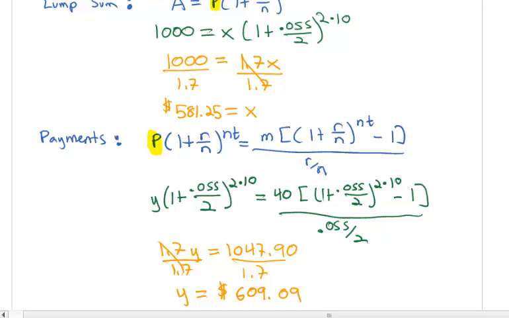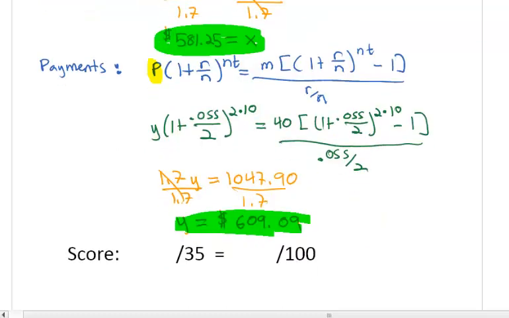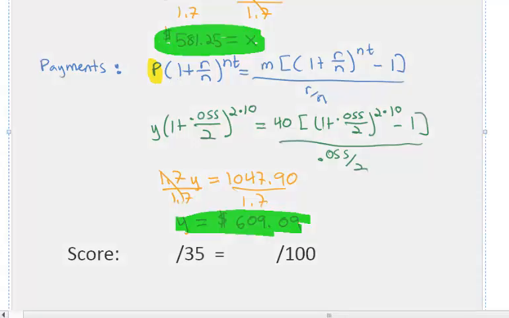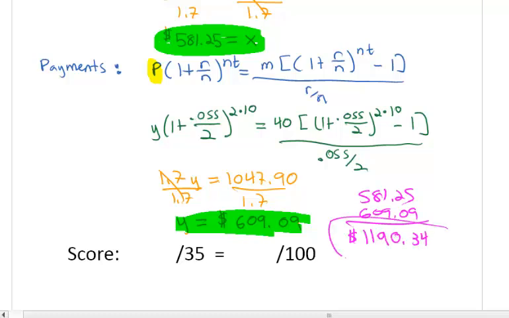So in order to get the fair market value of the bond, we simply need to add the lump sum and the payment present values together. And I'm running out of room, but when we add those together, 581.25 plus 609.09, we get a present value of $1,190.34.